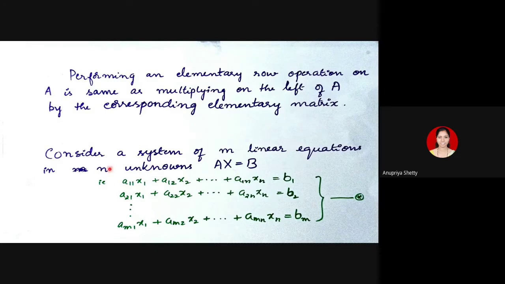Next, we'll be discussing solving systems of equations. Here I've taken a system of m linear equations in n unknowns, denoted by Ax = b. The first equation is a11 x1 + a12 x2 + ... + a1n xn = b1. The second is a21 x1 + a22 x2 + ... + a2n xn = b2. And the last equation is am1 x1 + am2 x2 + ... + amn xn = bm.